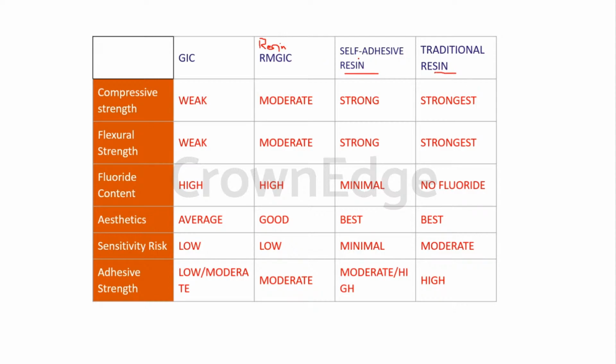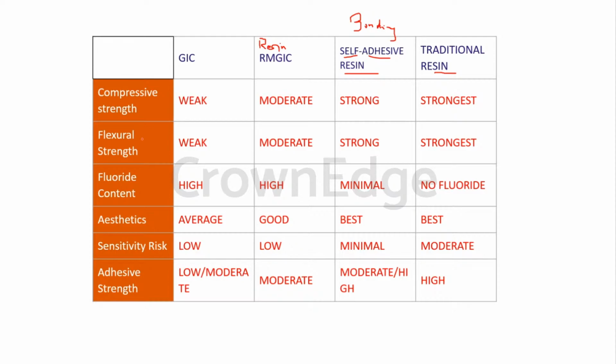In self-adhesive, you do not have to apply a bonding agent. It comes within the tube itself. But with traditional resin, you have to etch, bond, and then apply the cement. Your self-adhesive, as the word says, will stick on its own. No bonding agent is required. You just have to etch it and apply the cement. So this is a small comparison.